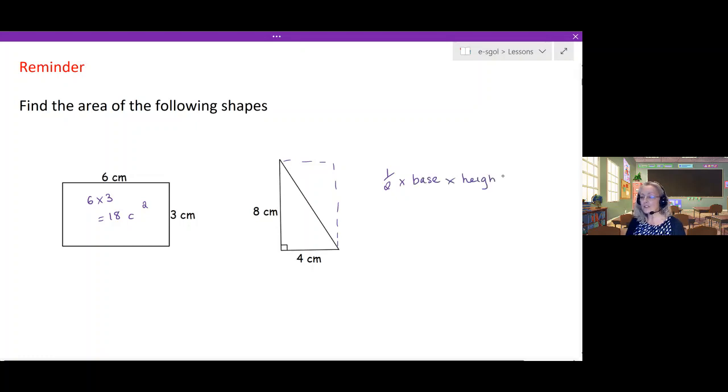So on this triangle, we're going to do a half multiplied by 4 multiplied by 8, and 4 eights are 32 and a half of that is 16. So you can either do a half of 4 is 2 and then 2 multiplied by 8 is 16, or alternatively you can multiply your 4 and your 8 together to give you 32 and then you can divide it by 2. So this is 16, and again we're working in centimetres and it's area, so that's centimetres squared.